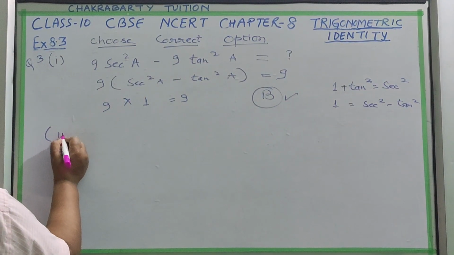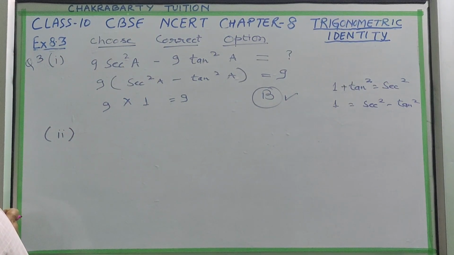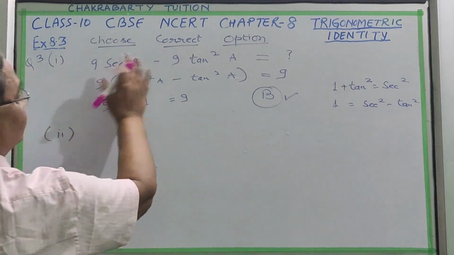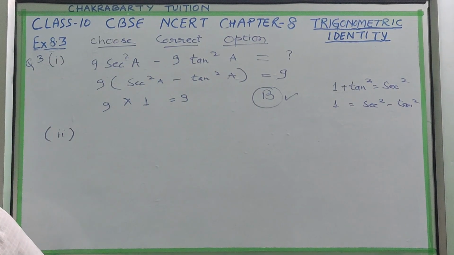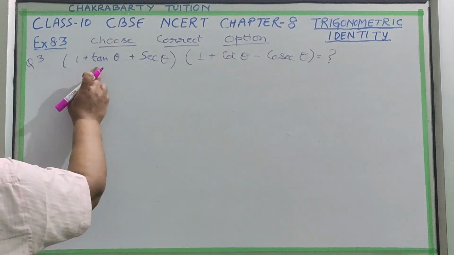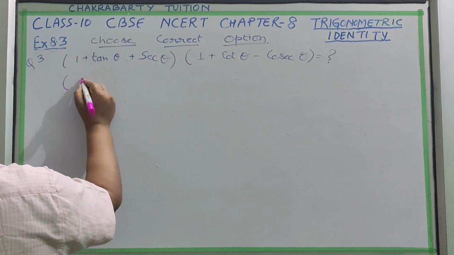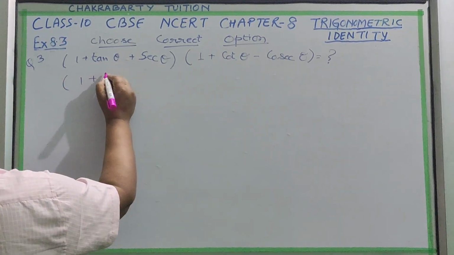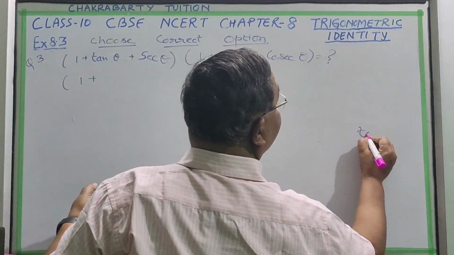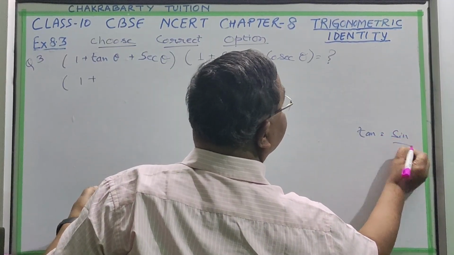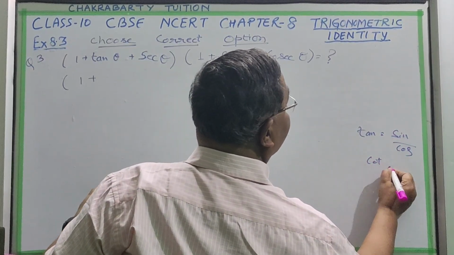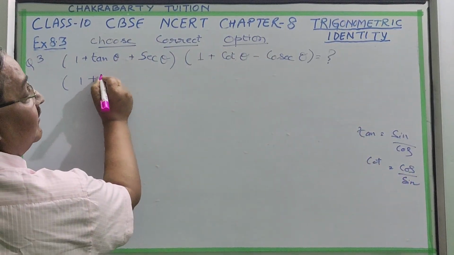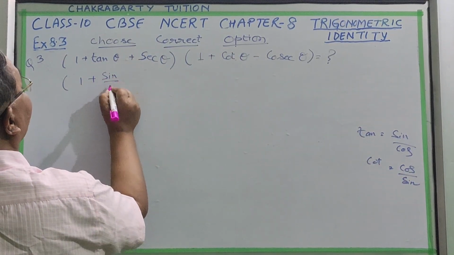Now we are going to do the next question. First we will rub and then do. 1 plus tan theta. You remember, tan is sine upon cos, and cot is equal to cos upon sine, and the opposites are also there. So tan we can write as sine upon cos.